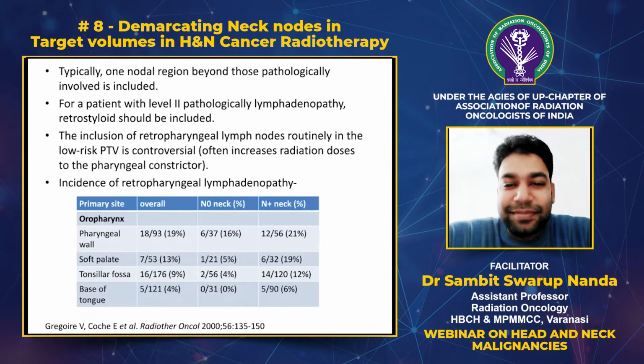What about the retropharyngeal group of lymph nodes in case of oropharyngeal tumors? Typically, we have to take these into account, because some of the surgical series have shown that when there is a soft palate tumor or tonsillar fossa tumor, the chance of retropharyngeal lymph node involvement increases to roughly 10 to 20%. If the patient already has an N+ neck, it is around 12% and 19%, and in case of an N0 neck, it is around 5% and 4%. So in an N0 neck, the retropharyngeal group of lymph nodes can be left behind, but not in any N+ disease.